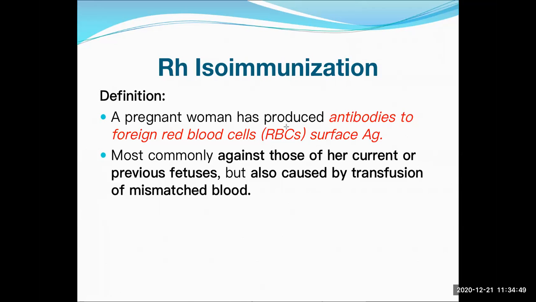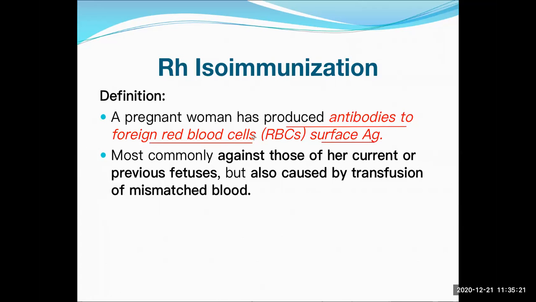A pregnant woman has produced antibody to the foreign red blood cell surface antigen. Now, foreign means the fetal red blood cells, which are D antigen positive. Then only this condition can happen. The pregnant woman should be Rh negative and the baby should be Rh positive. The husband should be Rh positive. Remember, the father of that baby should be Rh positive. Then only the baby will get Rh positive antigen on the surface of the RBC.